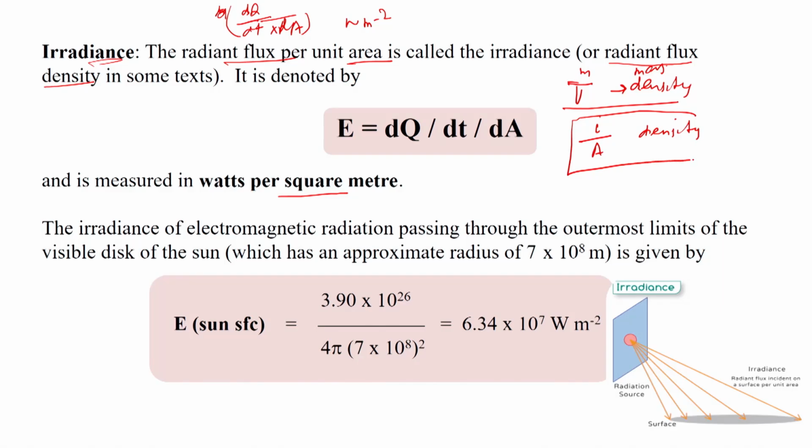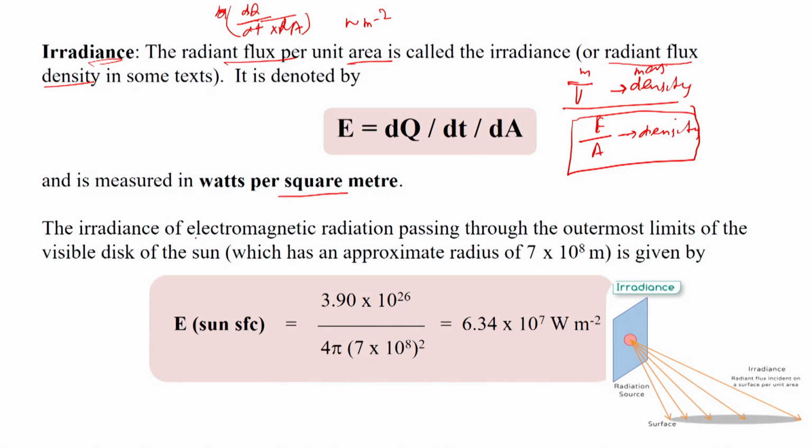I just put the corollary here. So you just remember here, for example, radiant flux per unit area is actually defined as irradiance or radiant flux density. So here for density, it is not meter cube, it's only meter square, but it is defined this way in some of the texts. So please be careful with that one.